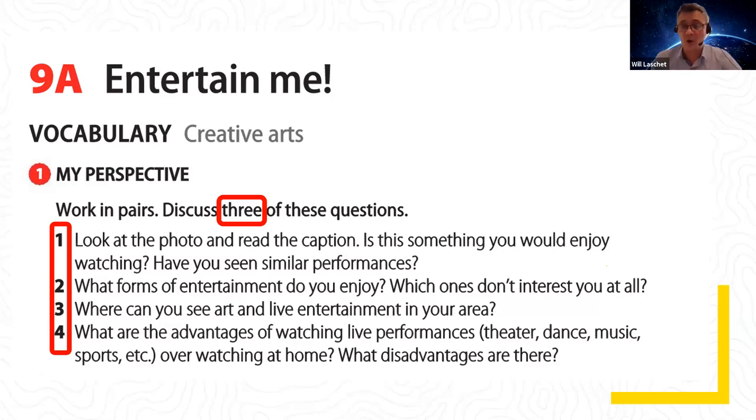We're actually going to have a go today. We're going to try one of these questions, and we are going to actually answer question number two. I think it's the most accessible question there. So question number two is, what forms of entertainment do you enjoy and which ones don't interest you at all? So I'm going to ask now, Kitty, could you please put that question into the chat box for me? Question number two. So what forms of entertainment do you enjoy? Which ones don't interest you at all?